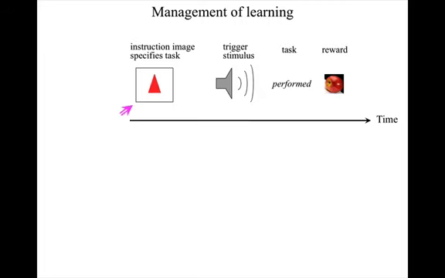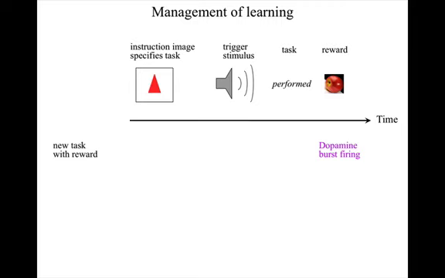The monkey first sees an image that indicates that a specific task will need to be performed in the near future. Shortly afterwards, the monkey hears a tone indicating the moment when the task should be carried out. If the task is carried out correctly, the monkey gets a reward, like a piece of fruit. The activity of dopamine neurons in the monkey's brain was directly recorded when all this was going on.